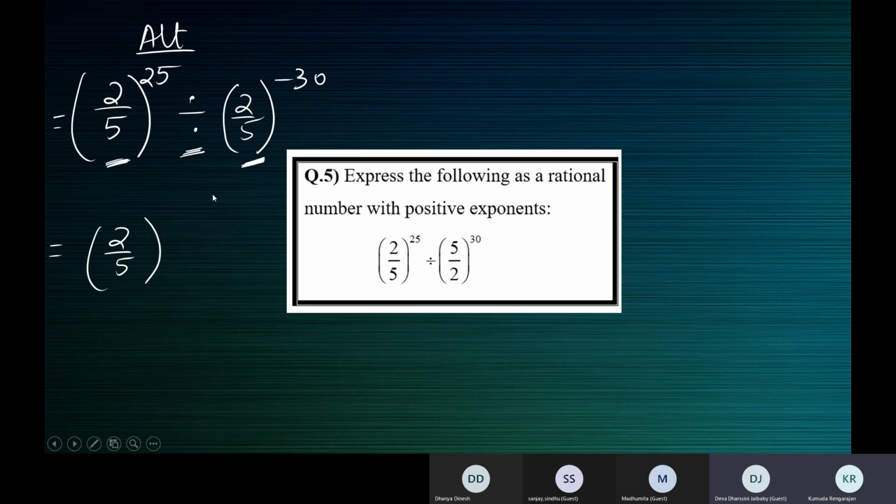Why do you write minus 30, darling, first? Write the first power first. Okay, ma'am. 25 minus 30, ma'am. 25 is one power. Minus 30 is the other power. You'll have to subtract them. Okay, ma'am. I'll show you again. Wait.